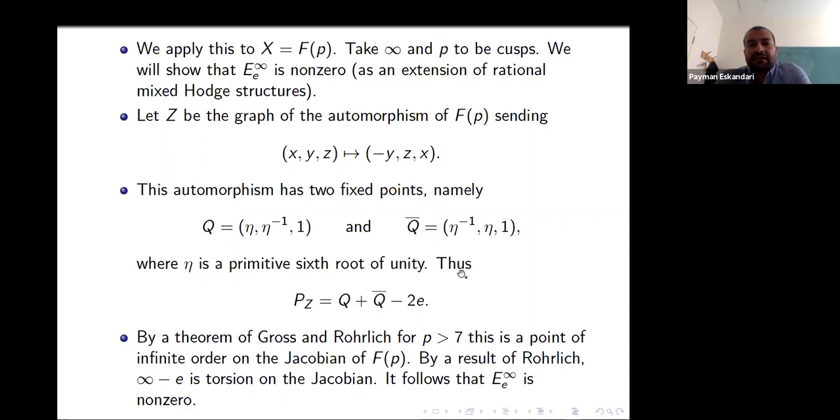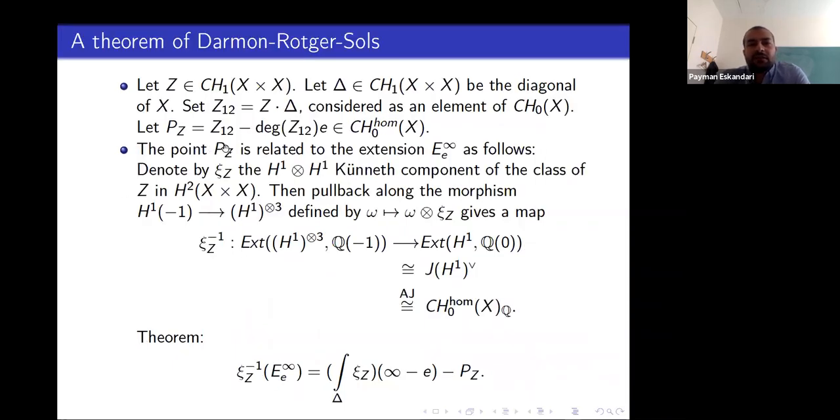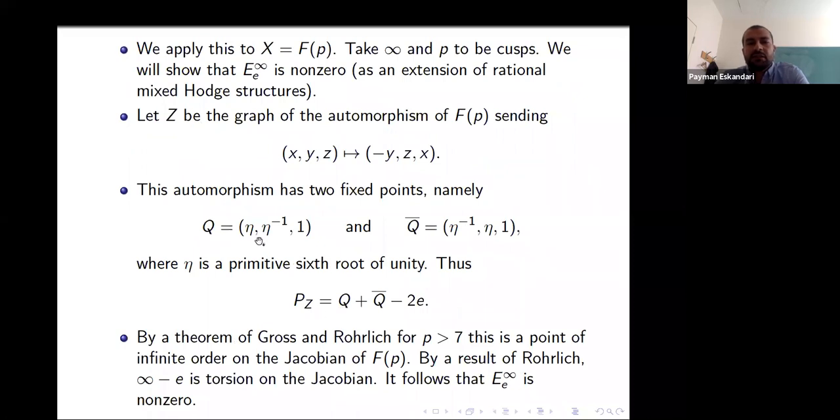So PZ, remember what PZ was. PZ was Z1,2, so when you intersect with this delta, you're exactly picking up the fixed points, and then minus degree times E. So PZ is just Q plus Q bar minus 2E. So this is the point that we get. And then there's this theorem of Gross and Rohrlich from the 70s that says that if P is a prime greater than 7, this point is a point of infinite order on the Jacobian of FP.